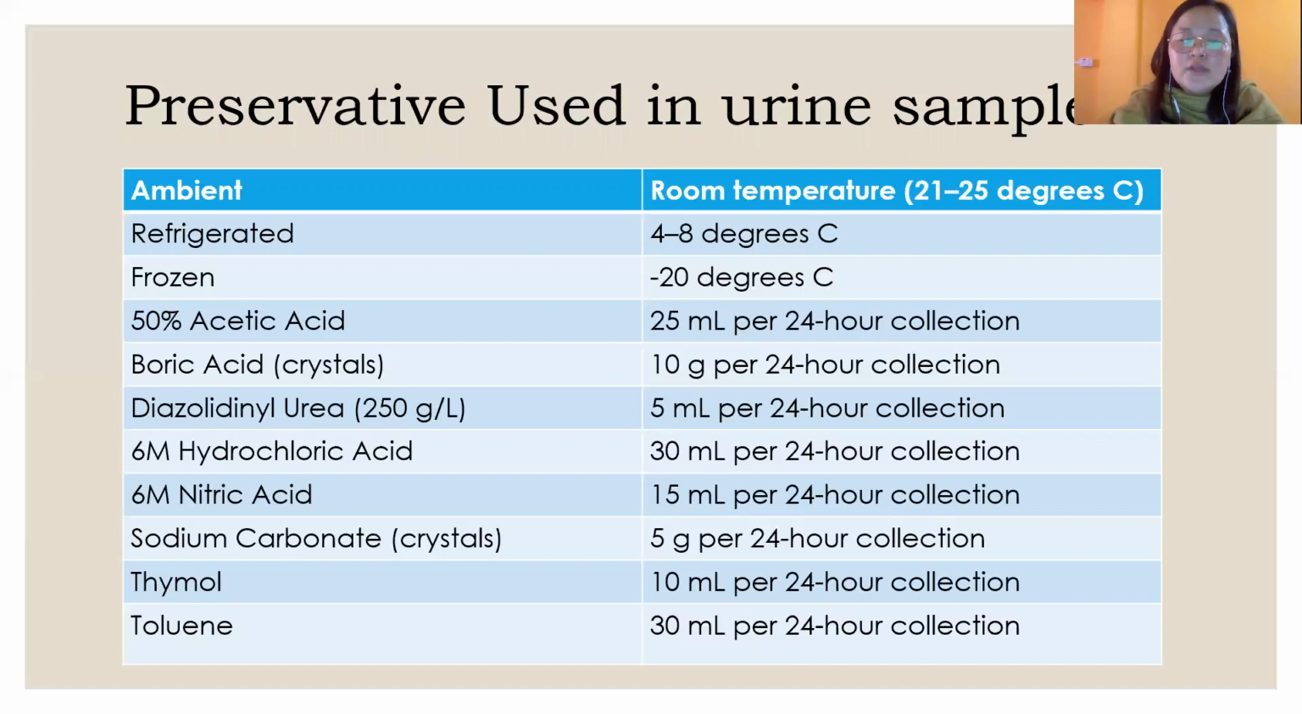The first two methods, commonly used in other laboratories and small laboratories also, are to refrigerate or freeze the sample. If you want to refrigerate, keep it at 4 to 8 degrees centigrade. If you want to freeze, then minus 20 degrees centigrade. Or you can use chemicals as preservatives: 50% acetic acid, boric acid, urea, hydrochloric acid, nitric acid, sodium chloride, thymol and toluidine. On the other side, I have given the concentration you have to use. For example, in the case of sodium carbonate, 5 gram per 24-hour collection. You have to use it.